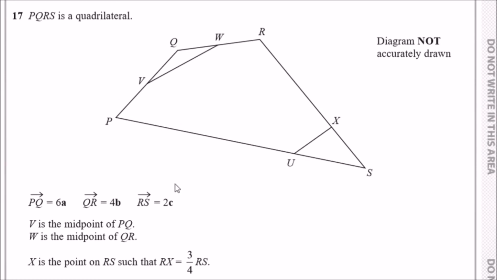So PQRS is a quadrilateral as given here. It says V is the midpoint of PQ and W is the midpoint of QR. Right. So what else do we know?